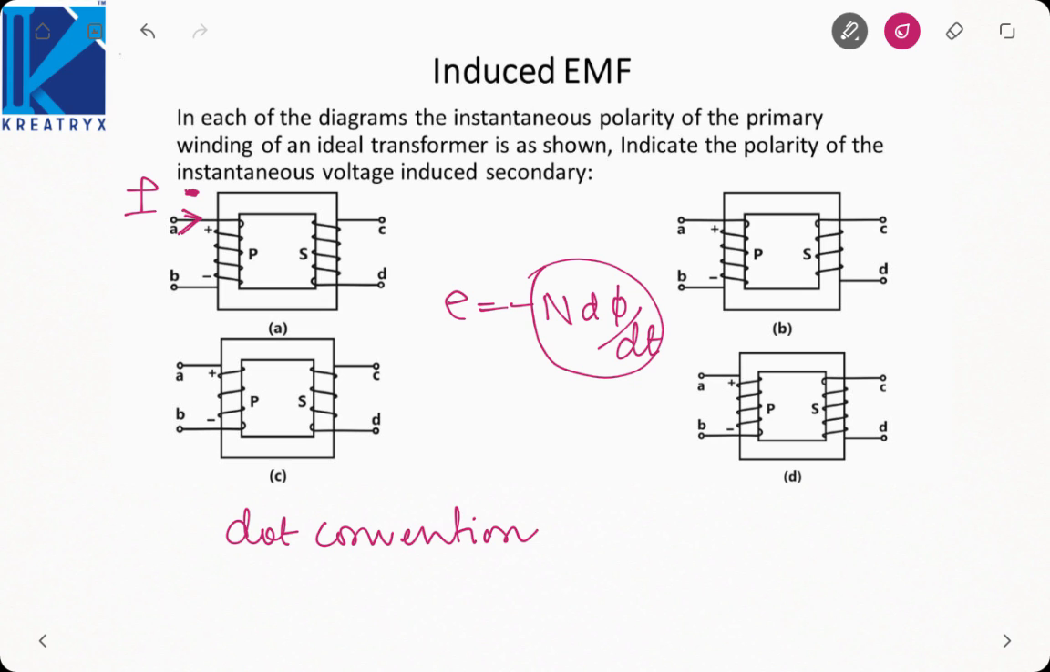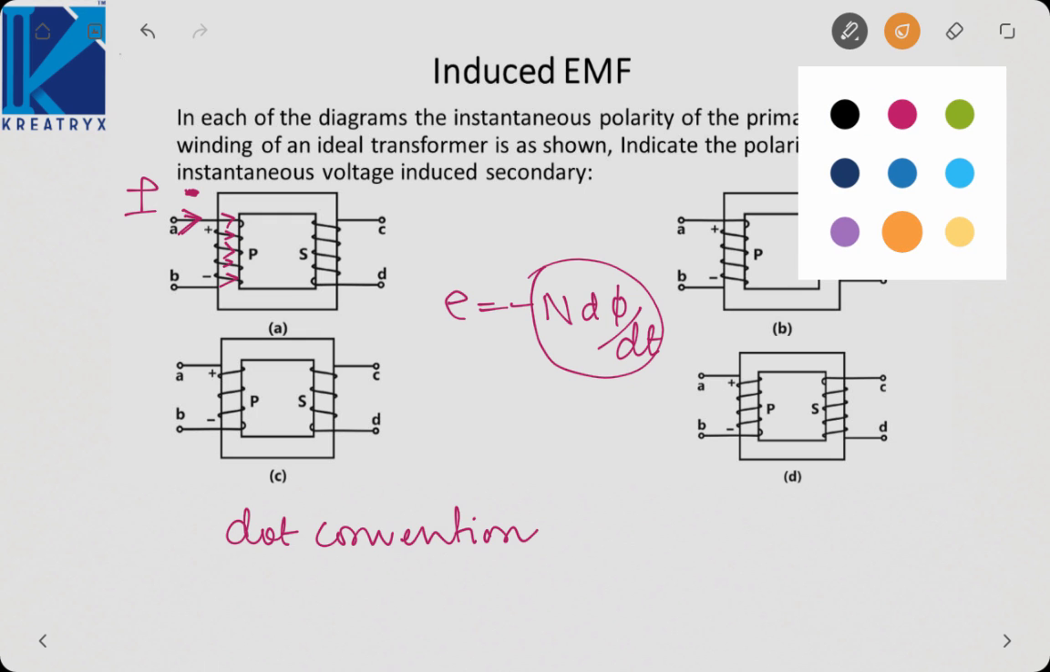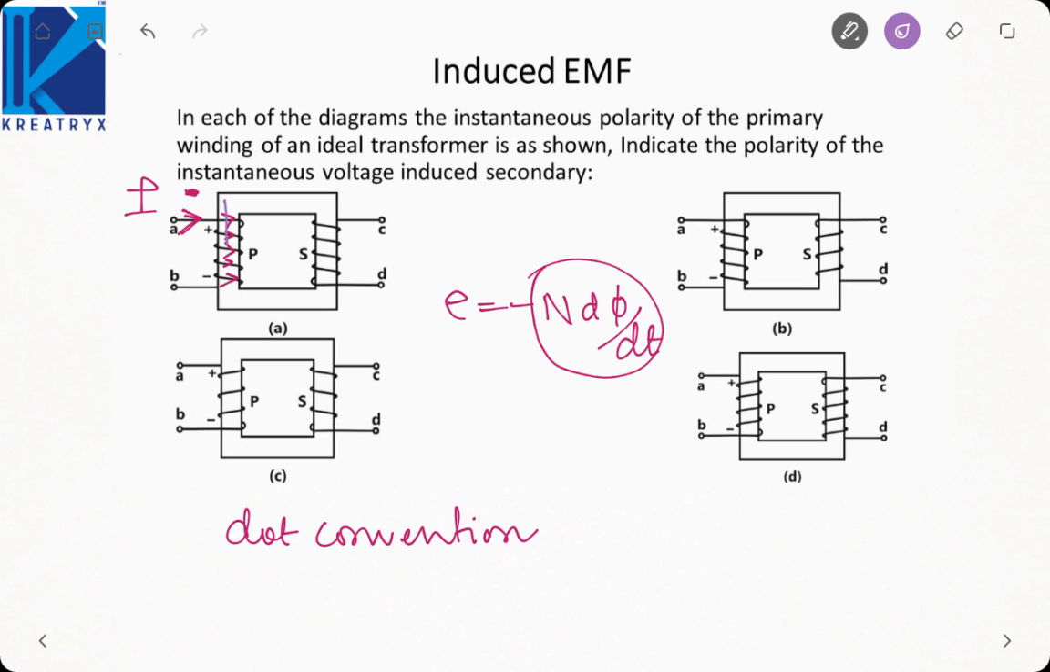Okay. Now what to do is, based on the current direction, determine the direction of flux. As you can see, the current is clockwise, so the flux will be upwards. So the flux will be like this.